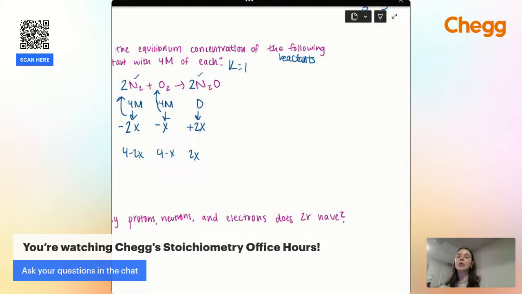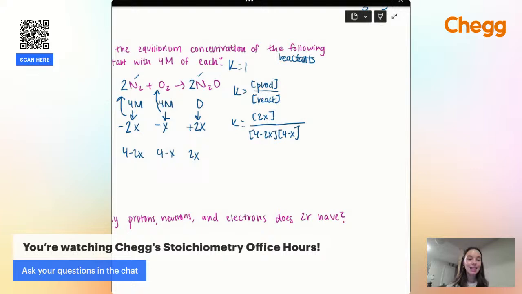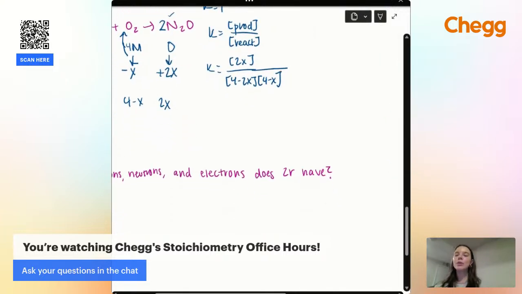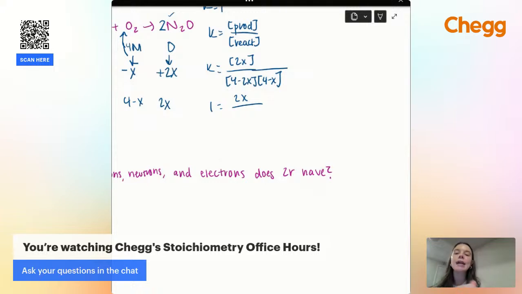But now we need our K equation. K equals the concentration of products over the concentration of reactants. So K equals 2x over 4 minus 2x times 4 minus x. And then we are just going to solve. So we have 1 equals 2x over, we're going to FOIL like we did in that math problem that got us some practice. 4 times 4 is 16.